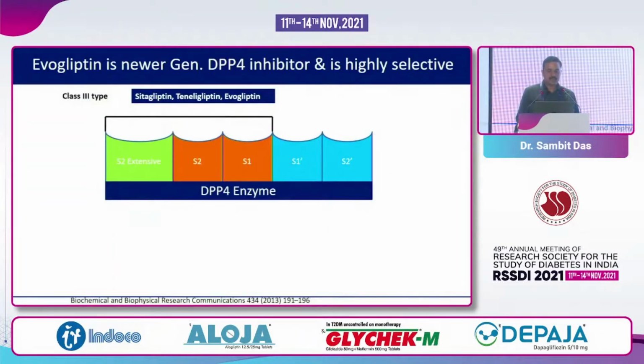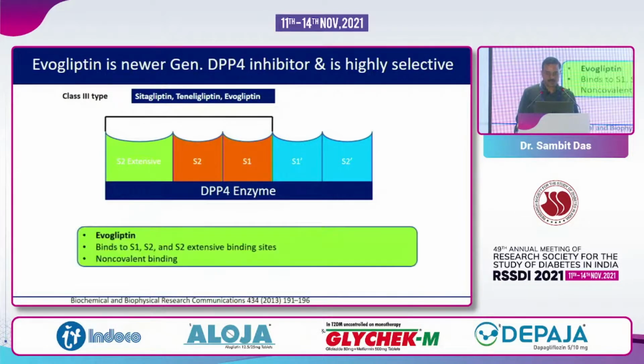And if we see the binding sites of the DPP4 inhibitor Evogliptin, you can see that this is the DPP4 enzyme. We have S1, S2, S1 dash, S2 dash, and the S2 extensive. And the DPP4 inhibitors which bind to the S1, S2, and the S2 extensive are Evogliptin, Teneligliptin, and Sitagliptin, and Evogliptin is one of them. And it binds to these sites, and the binding is mostly non-covalent binding.